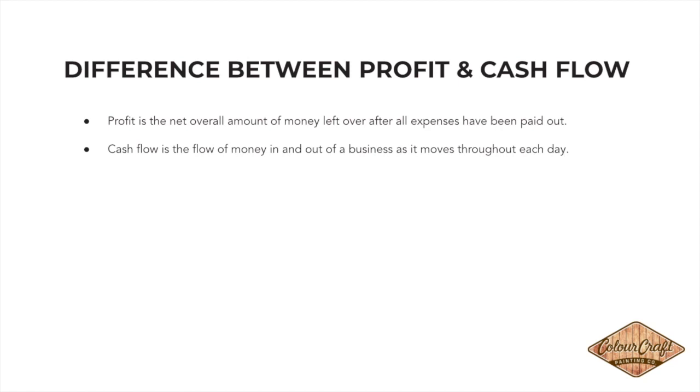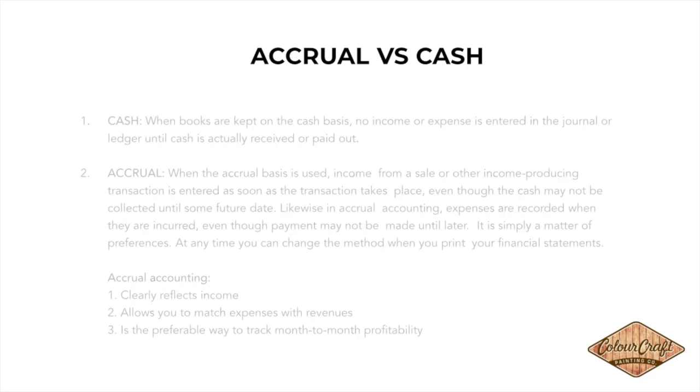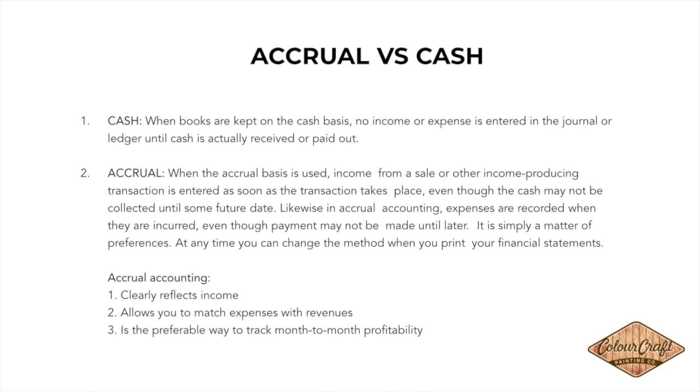I'm more of a cash flow person. I like to really track the movement of money into the account. From an accounting point of view, accrual and cash are the two ways that you can do your accounting. So cash is when the books are kept on a cash basis. No income or expenses are entered into the journals until cash is actually received or paid out. This is the one that I gravitate towards. I don't think it's the most common, though.